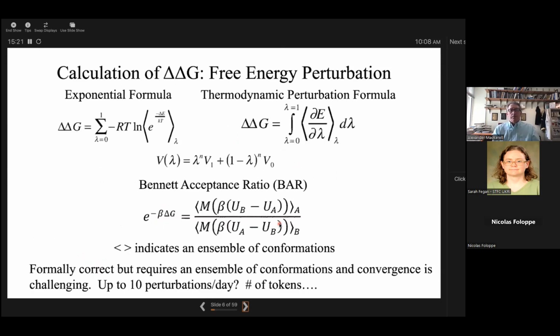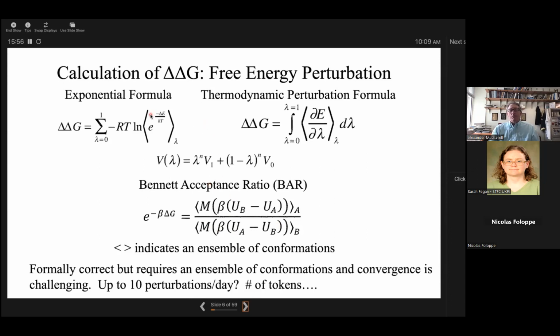So the way we've been getting around this is calculation of the change in the binding affinity as we modify ligands and so on. And this gets us to the free energy perturbation technology, for which there are a number of different ways to perform free energy perturbation. I've got the examples of the exponential formula, the thermodynamic perturbation formula, and then Bennett's acceptance ratio, which has been widely used more recently due to the ability to do the iterative solution and so on.